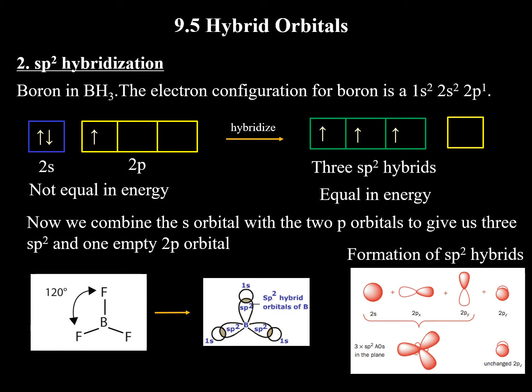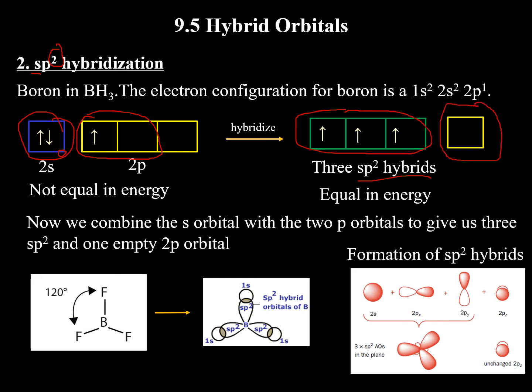So the second case is sp2, and as the name suggests, we have 1 s orbital combining with 2 p orbitals to give us sp2 hybrids. Notice the complexity of this slide. We have a blue orbital combining with yellow to give us green. What's left over is a p orbital that's unhybridized. The greens are equal in energy. An example we'll look at is boron trihydride. In this case, we can also look at boron trifluoride.